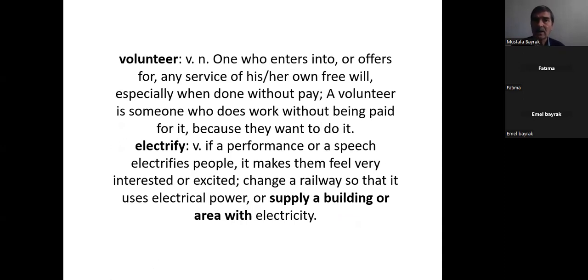Okay, volunteer, both as a verb and noun. Ahmet is a volunteer, and Ahmet volunteered to work with you, for example. Volunteer: one who enters into or offers for any service of his own free will without expecting money. Voluntarily, free will, especially when done without pay. A volunteer is someone who does work without being paid for it because they want to do it.